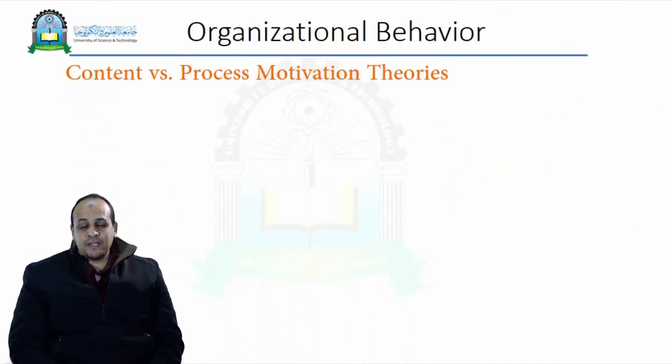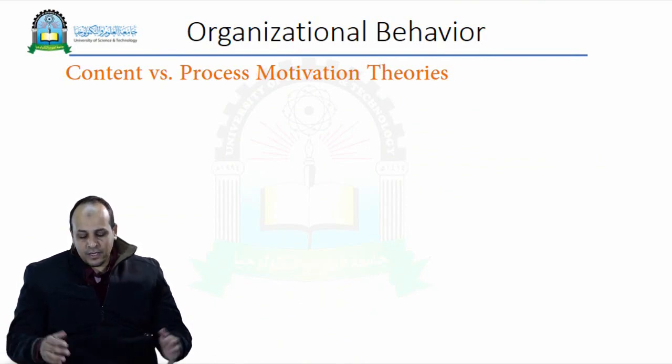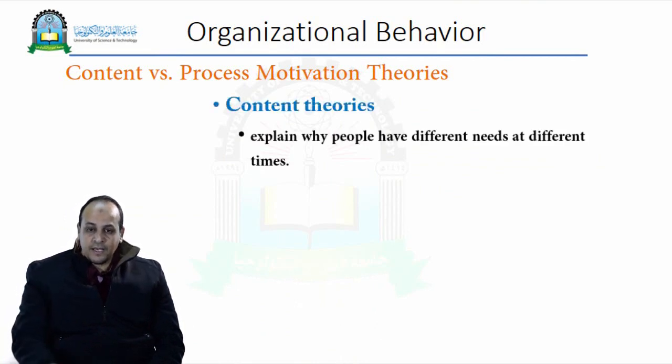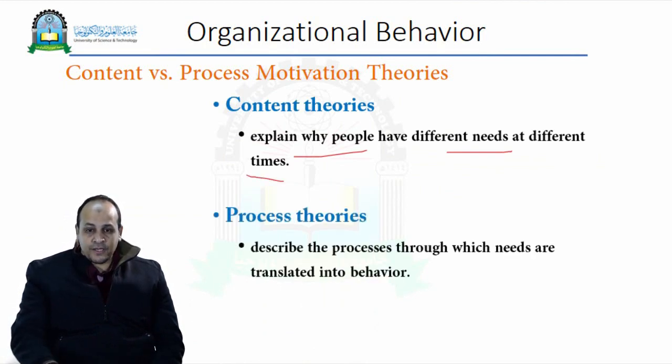However, we still need to talk about the kinds of motivation strategies adopted by a comprehensive range of businesses. So we have the content versus the process motivation theories here. The content theories explain why people have different needs at different times. Once we understand this, we go to the process. The process theory describes the process through which needs are translated into behavior.